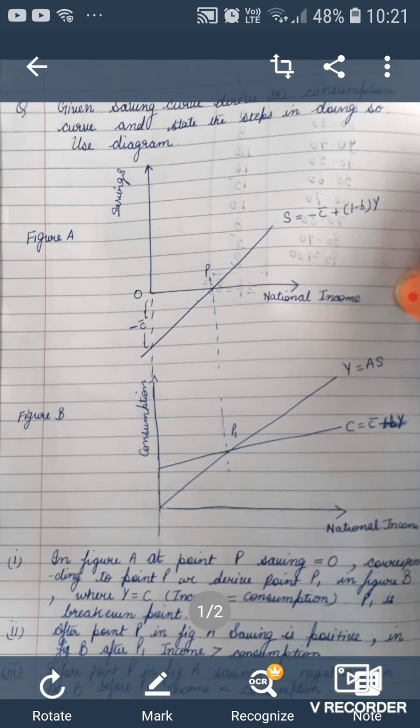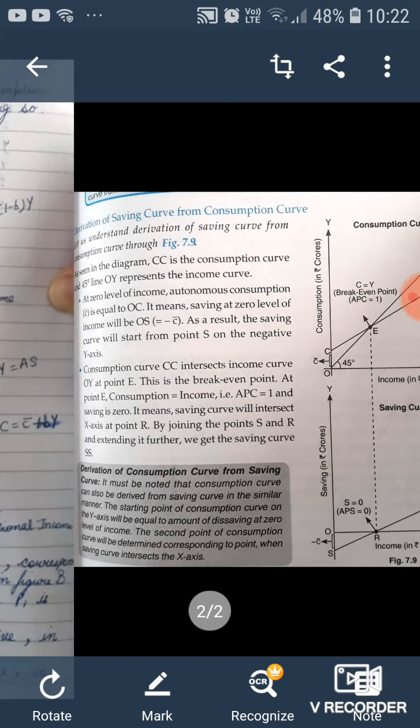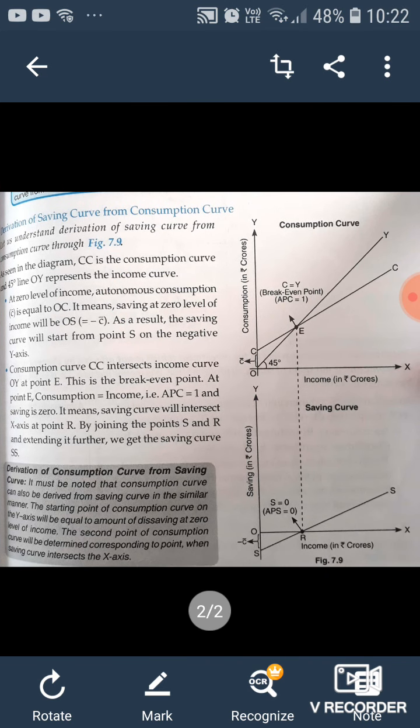In figure A, we had a saving curve. Here we have an income and consumption curve. In figure B, we have an income and consumption curve. Here we have a saving curve.